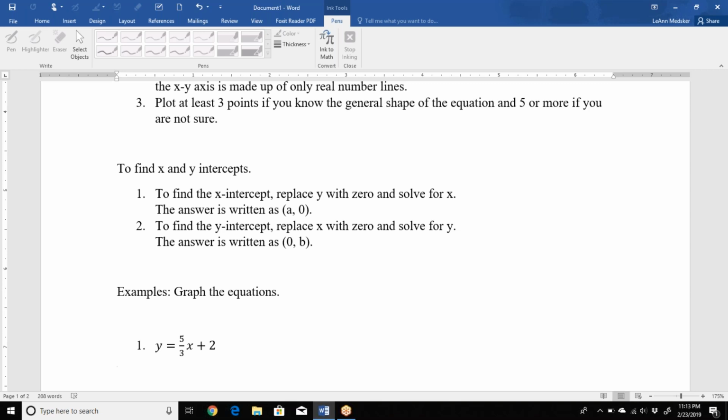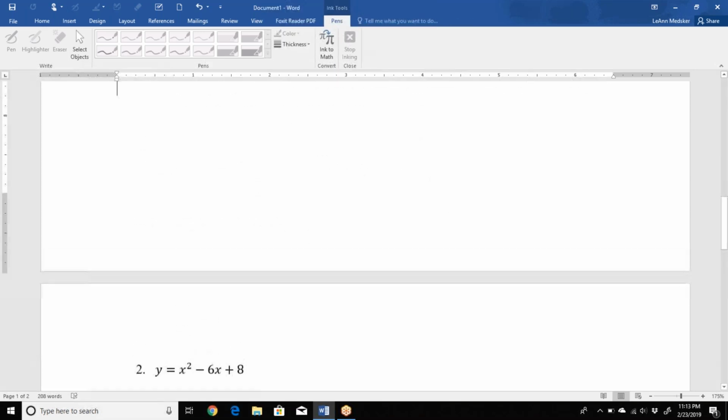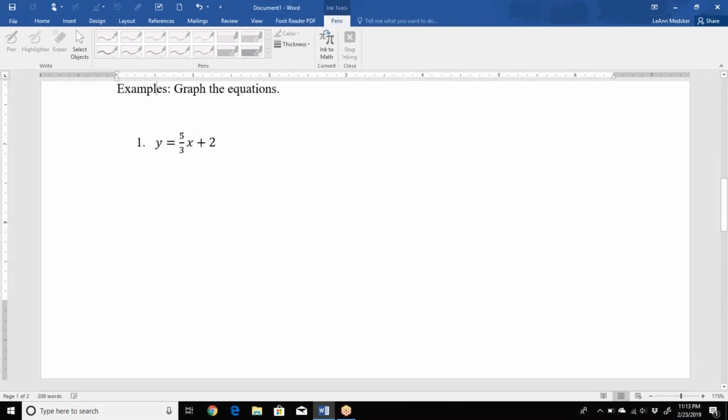To find the y-intercept, replace x with 0 this time, so we're getting rid of this x, and solve for y. The answer is then written as 0 for x and whatever number we get for y, so we're calling that b. Now, we're just going to go through some rough sketches of about 4 different types of equations.